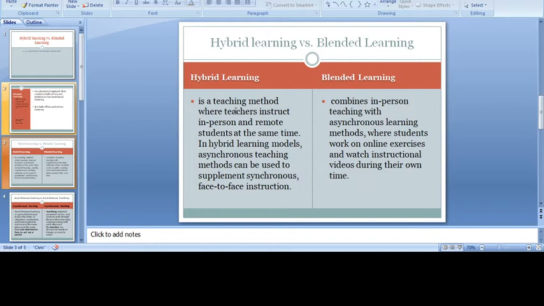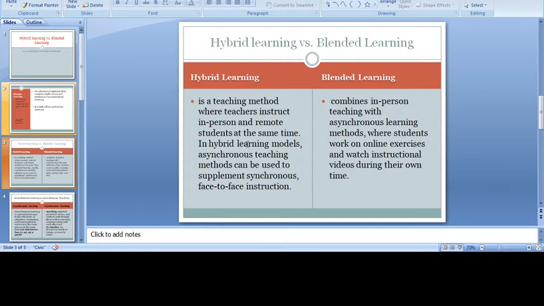In order to reduce the capacity and strength of the classroom, the teacher has to take the rest of the students who are offline at the same time and give the same teaching strategies and the same instructions. It is a teaching method where the teacher instructs in-person and remote students at the same time. Both groups should be part of the same class, with the same teaching strategies.